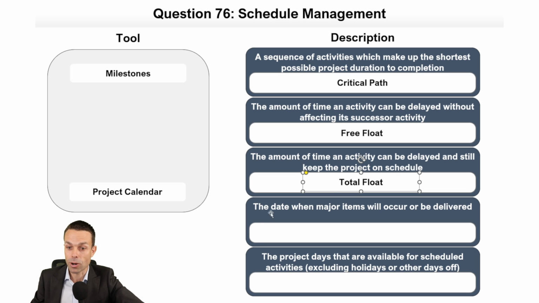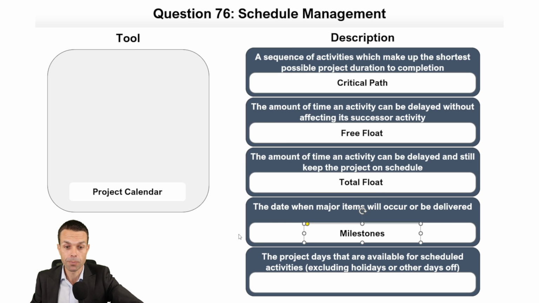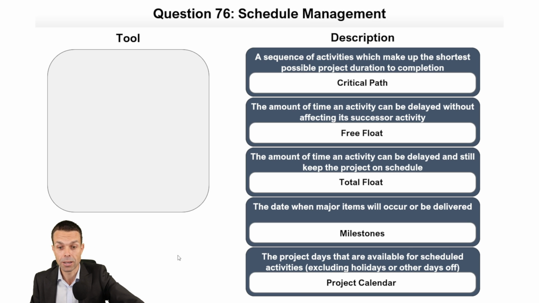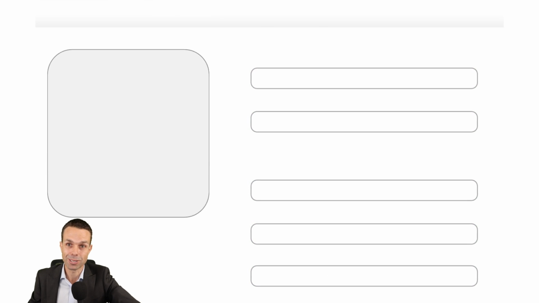And the dates when major items will occur are milestones, when things are going to be delivered. And the project calendar shows the days that are available for scheduled activities. So do we have any days off or holidays? Do we not work weekends, or do we only work 2 days a week? What are those things? Let's put those on our project calendar. And that's from the process groups practice guide, page 262, under the critical path method, which is really, really handy to know.